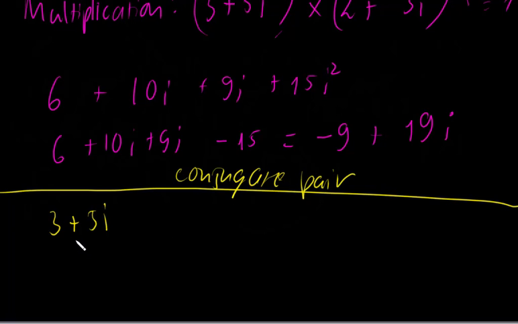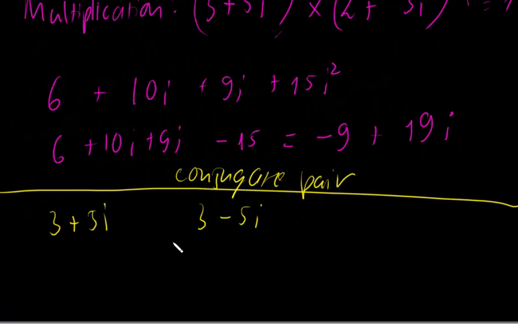Then the conjugate pair of 3 plus 5i is 3 minus 5i. That's what we call the conjugate pair. So the conjugate pair of 3 plus 5i is 3 minus 5i. And similarly, if we have 3 minus 5i, the complex conjugate number is 3 plus 5i. And why is this special?